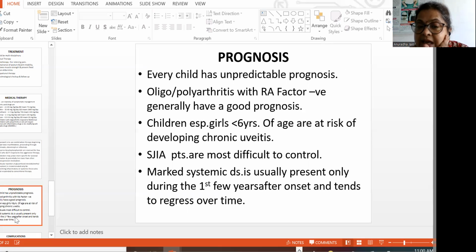Prognosis: every child has an unpredictable prognosis. Oligo or polyarthritis with RA factor negative generally have a good prognosis. Children, especially girls less than 6 years of age, are at risk of developing chronic uveitis. So this eye involvement is more in girls, and systemic JIA patients are most difficult to control. And marked systemic disease is usually present only during the first few years after onset, and then tends to regress over time.